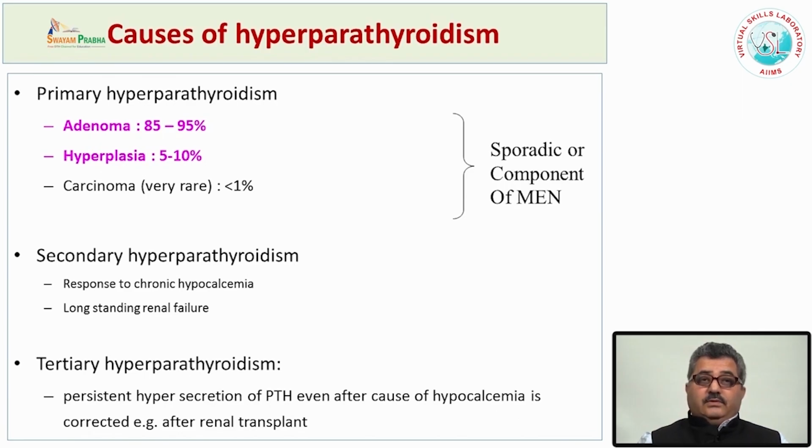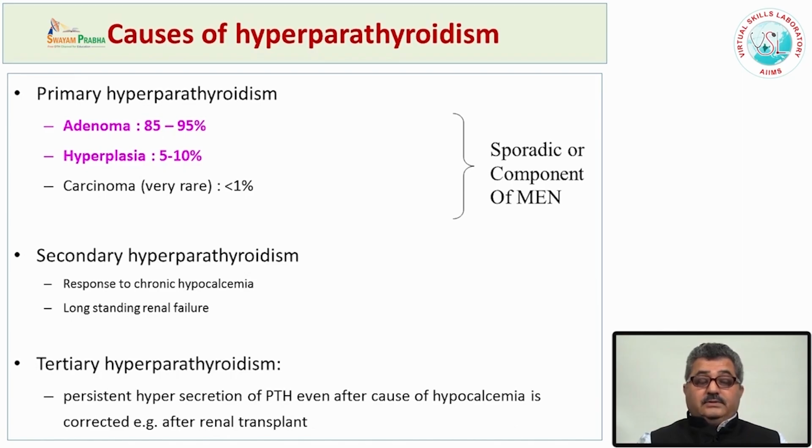Adenomas are the most common cause. In almost 85 to 90% of the cases, there is adenoma of the parathyroid gland. Hyperplasia comprises about 5 to 10% of the cases, and the carcinomas are less than 1%. They are very rare. Adenomas are the most common neoplasm of the parathyroid gland. They may be sporadic or they may be a component of multiple endocrine neoplasia, which we will discuss later on.